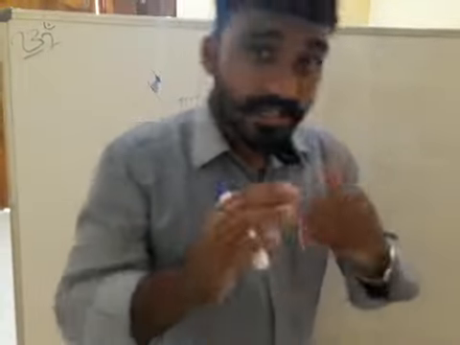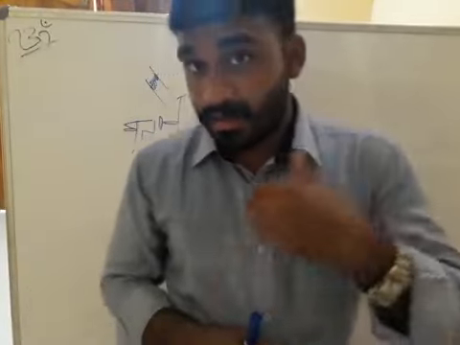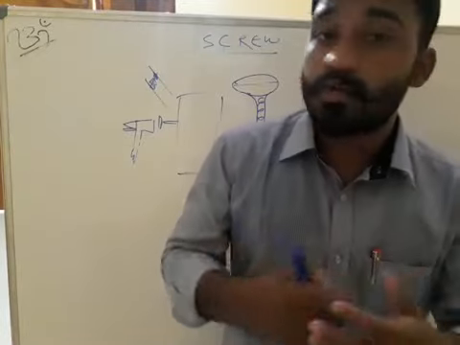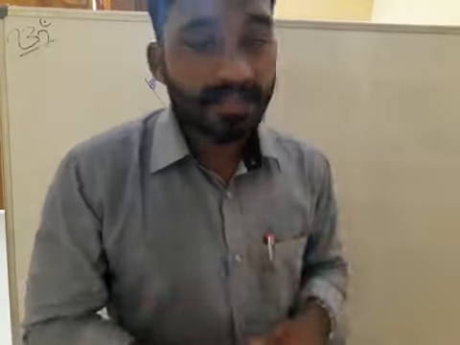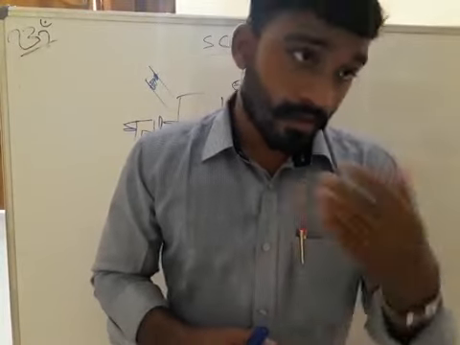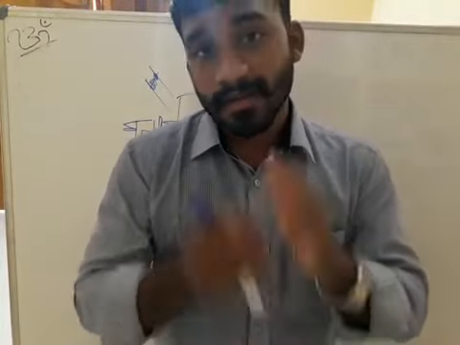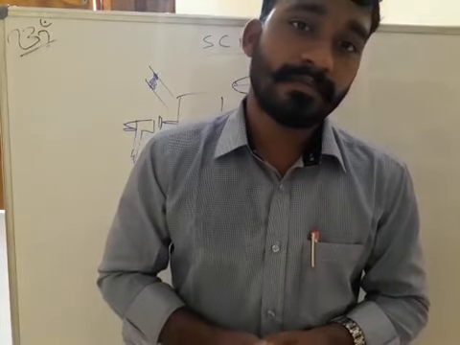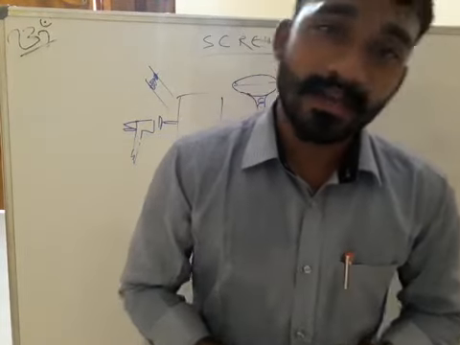Understood? Today this much. Next class we will start wheel and axle and pulley. Two are left, wheel and axle, and pulley. Already we have completed screw, wedge, inclined plane and lever. Today this much. Okay, thank you.